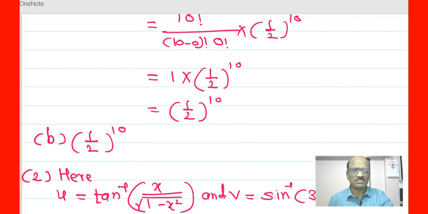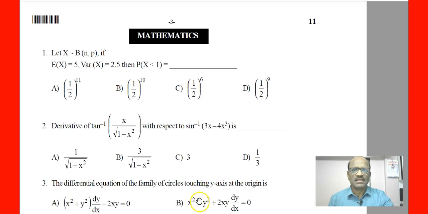Now next question. Derivative of tan inverse of x upon under root of 1 minus x square with respect to sine inverse of 3x minus 4x cube.